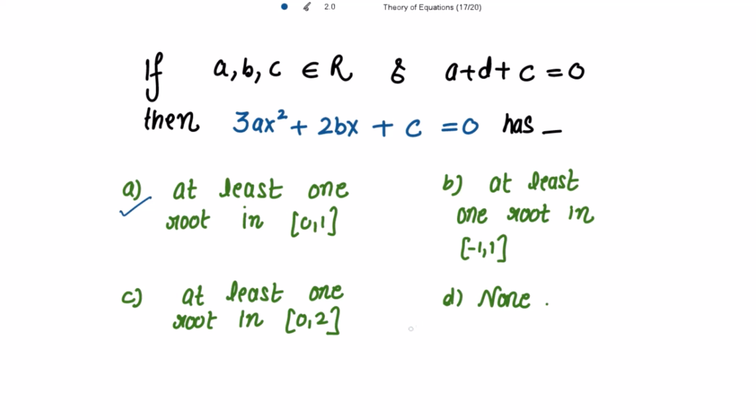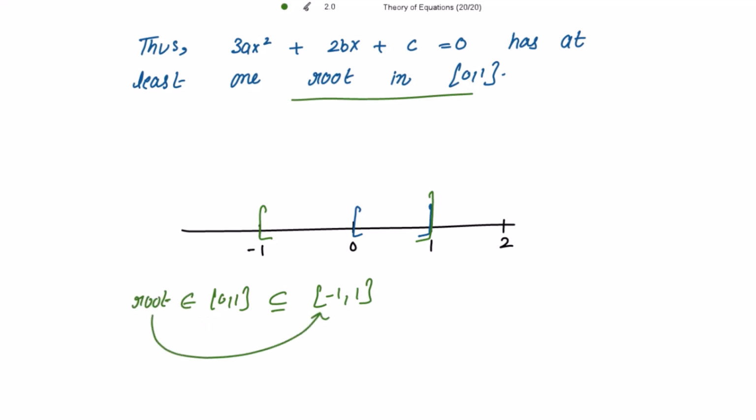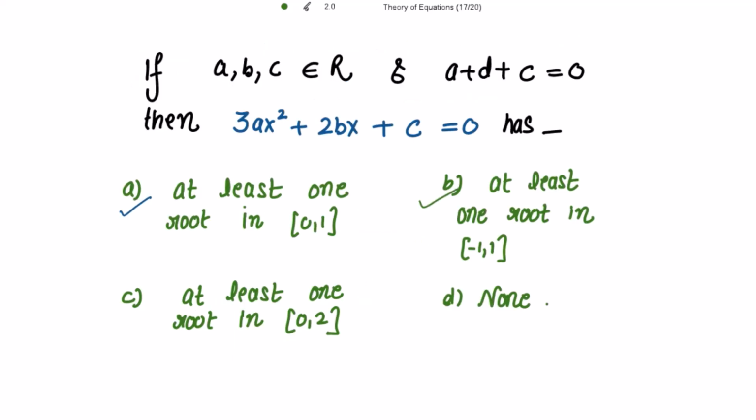Let's check the other options also. Now this is your closed interval 0, 1. If you notice, this interval is also a subset of the closed interval -1 to 1. This 0, 1 is a subset of the closed interval -1 and 1, which means if the root belongs to the closed interval 0, 1, then this root also belongs to the closed interval -1 and 1. So the second option is also correct.